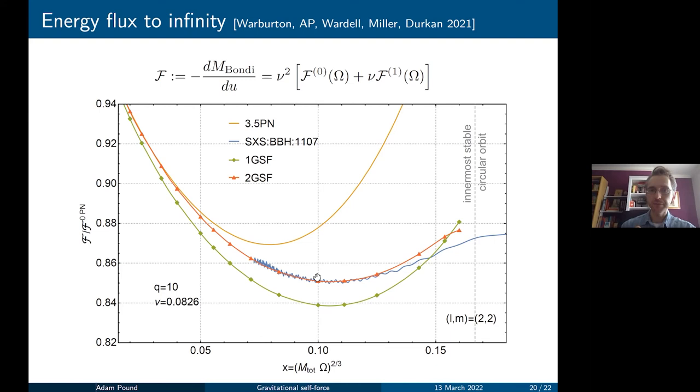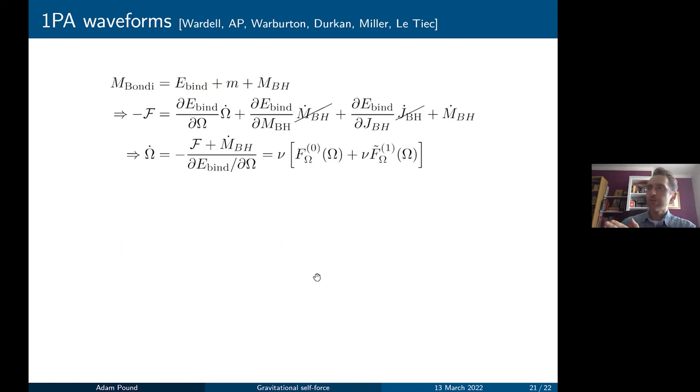Okay, so I said that we have the rate of change of the frequency written in terms of the self-forces. Now, we still haven't gotten around to actually calculating the second order self-force. But we can combine our results for the flux and the binding energy to derive alternative equations for omega dot and get the waveform out. So by definition of the binding energy, the Bondi mass is the binding energy plus the two rest masses. If we then just take a time derivative of this whole equation, the left-hand side is by definition the minus of the flux.